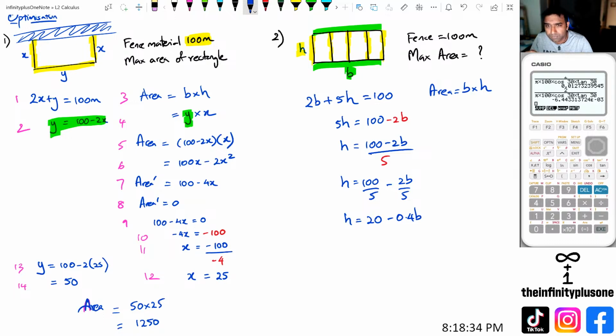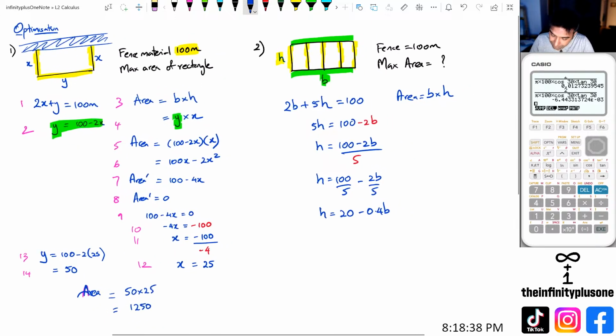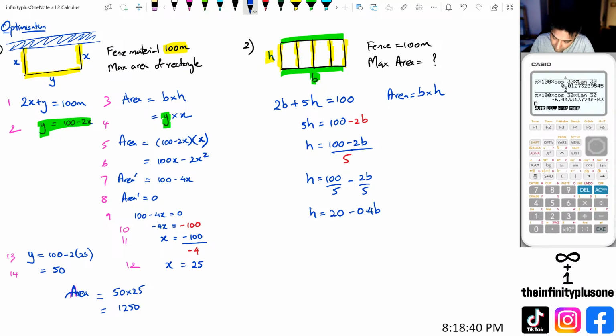Anytime you do these questions, you always have to rearrange one of these values, all right? So now that we've got rid of h, we can say that area equals base times 20 minus 0.4b. Expand the brackets. So I'm going to get area equals 20b minus 0.4b squared. Now I have to differentiate it. So when I differentiate it, I'm going to get 20 minus 0.8b.